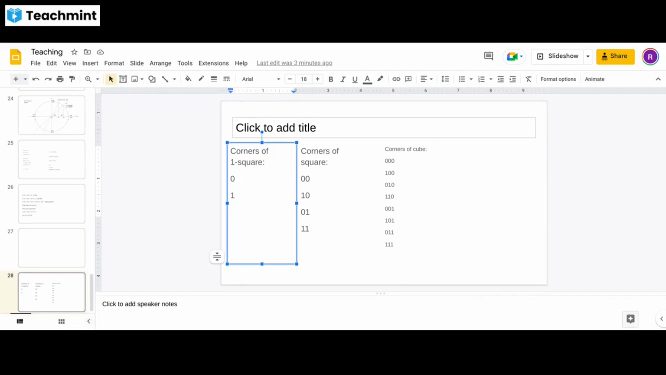Madhumita? Yes, sir. What is a one-dimensional square? How does it look? How does a one-dimensional square look, Madhumita? A normal square is how many dimensions? How many dimensions is that? Sir, 2. Yeah. How does a one-dimensional square look?